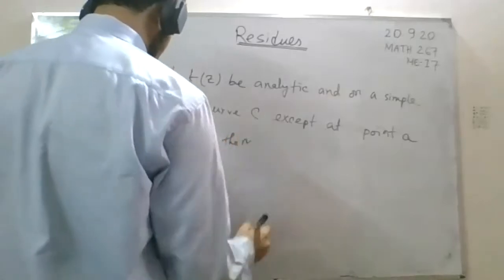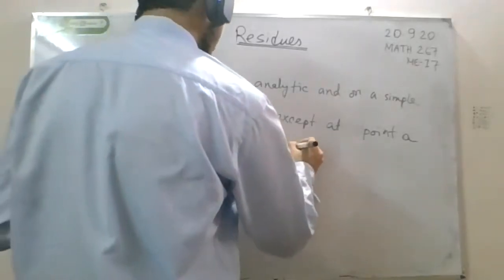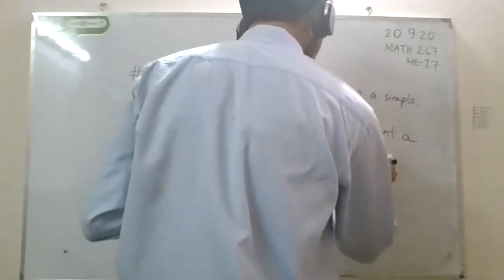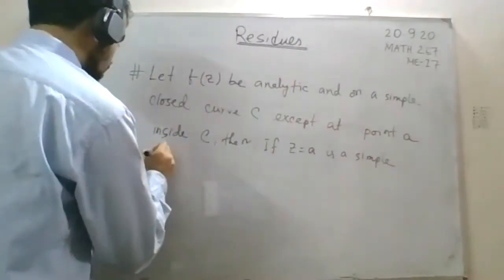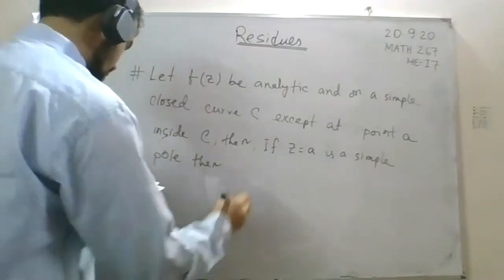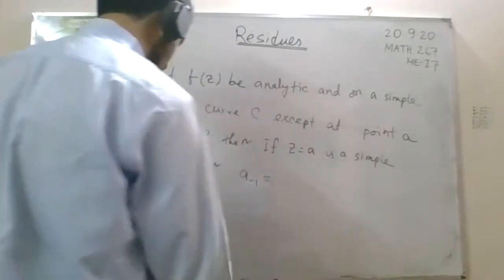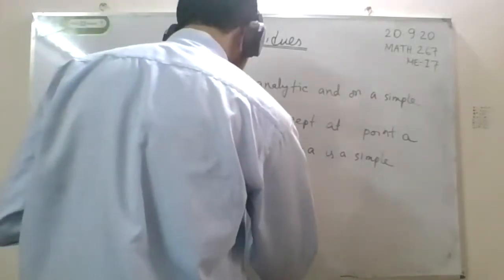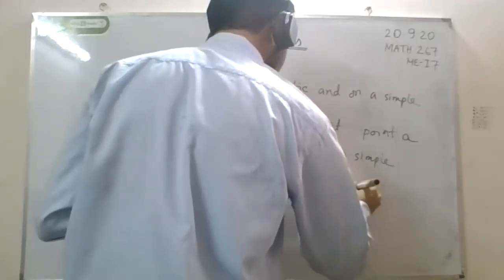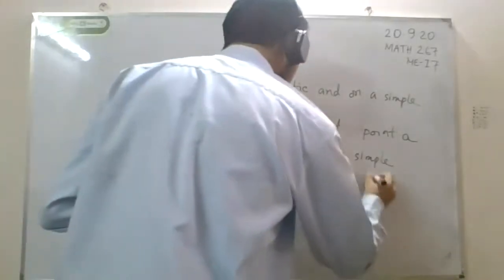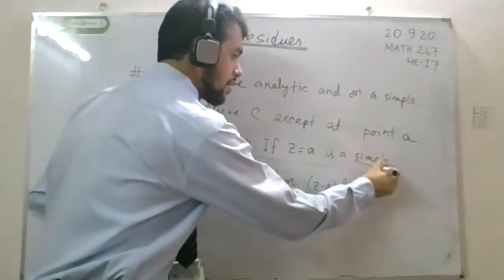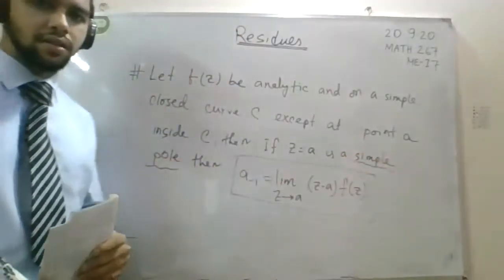then if z equals a is a simple pole, then a minus 1 equals limit z tends to a of (z minus a) f(z). So this is very important. Here, let's take a look at. I just mentioned here a simple pole of a function. Okay.